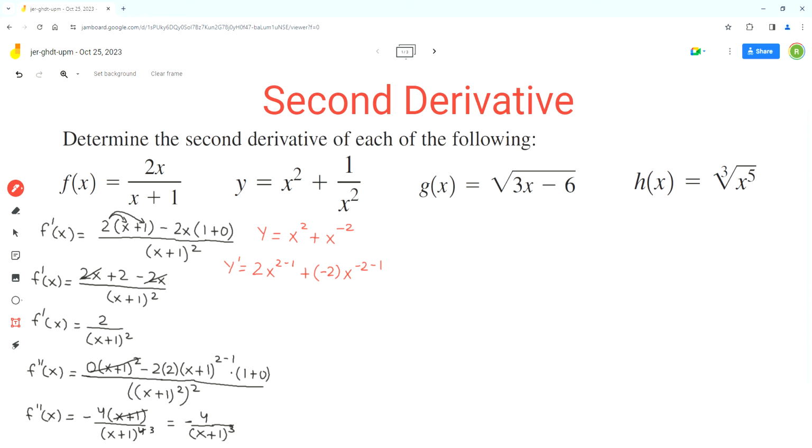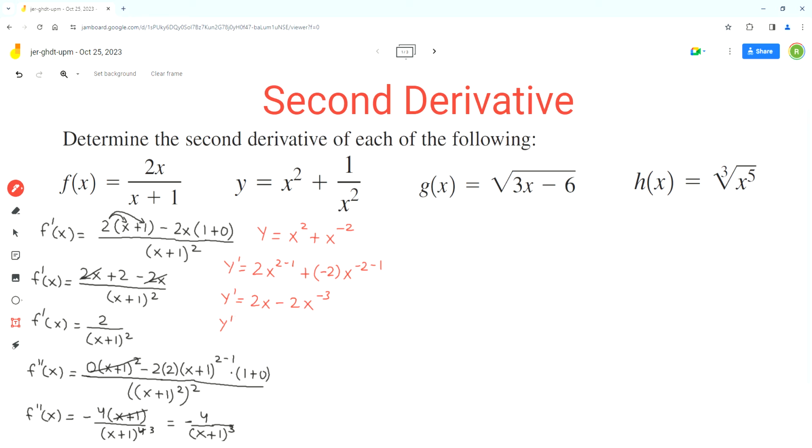Now we can simplify this expression, so y prime equals 2x, so the exponent is 1, but we don't write 1 as the exponent, and then we do negative 2 and then x exponent negative 3, because negative 2 minus 1 is equal to negative 3. Now we can find the derivative of this equation, and that will be our second derivative.